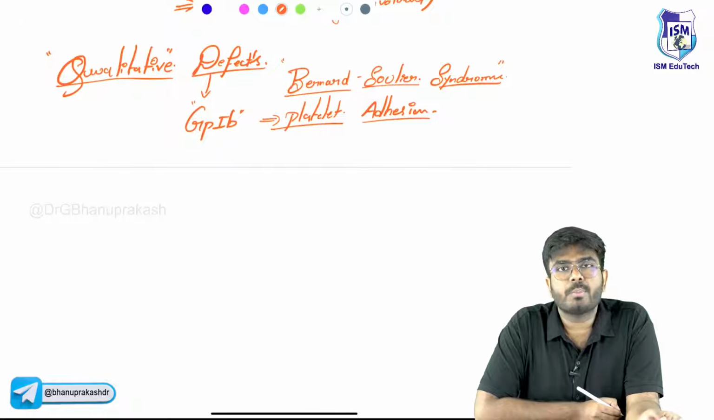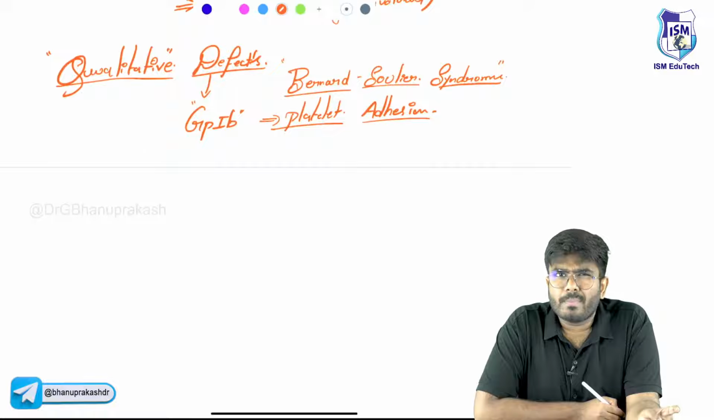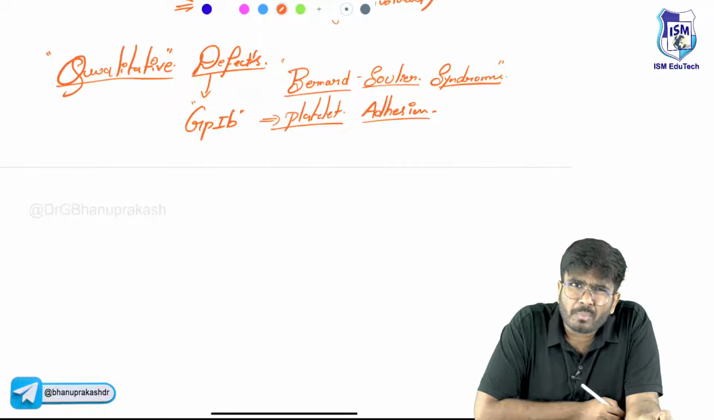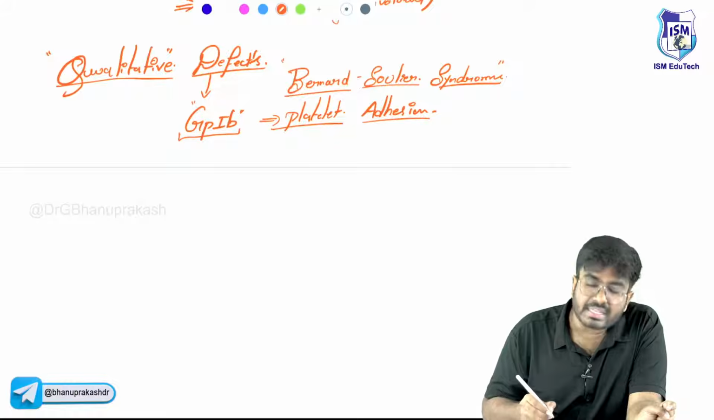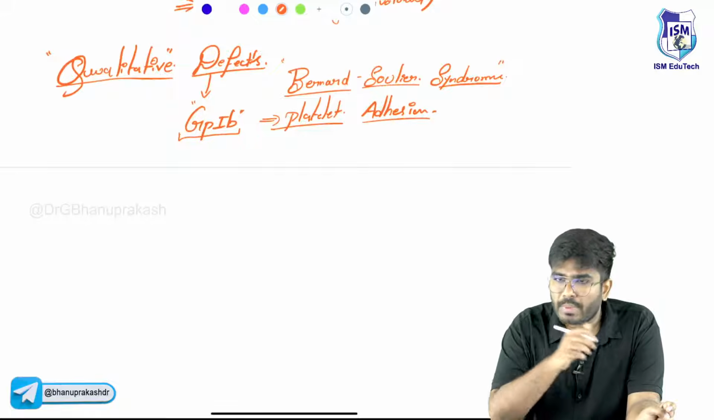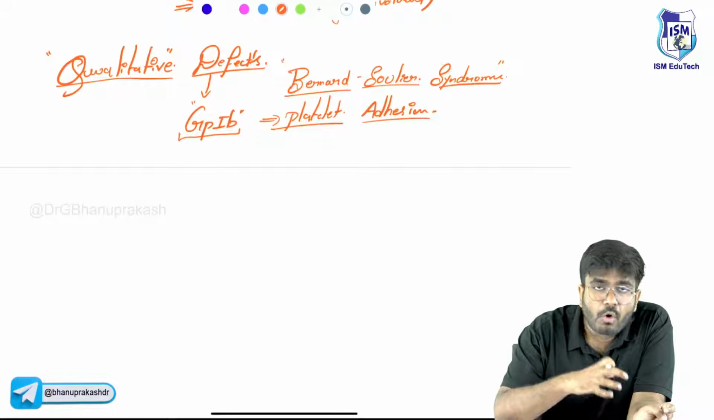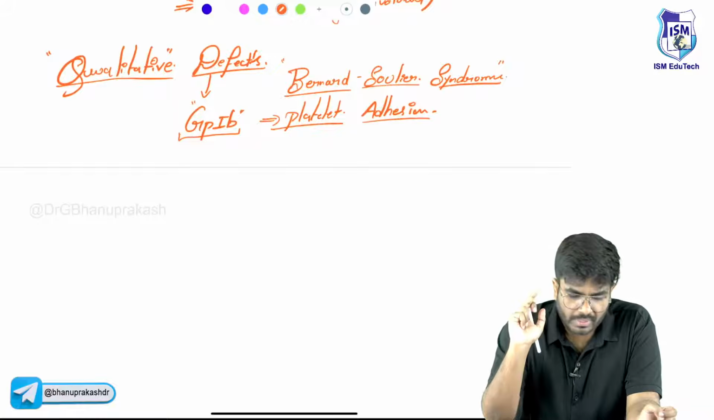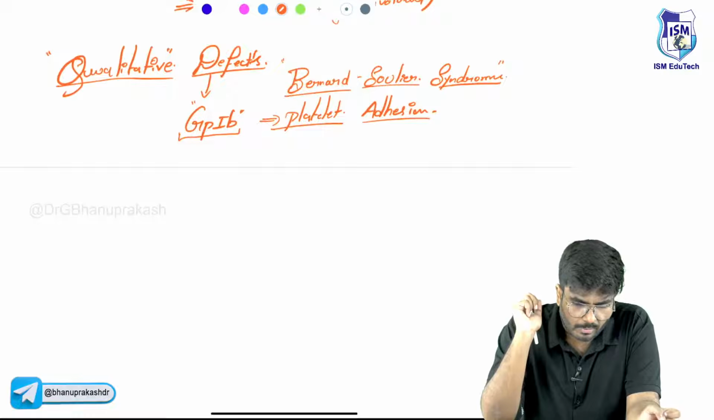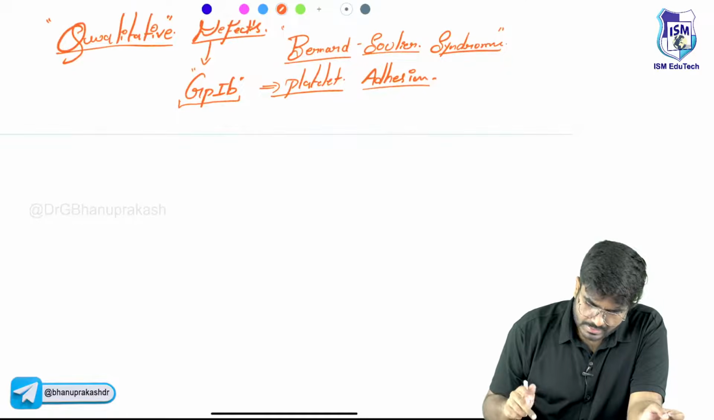In exam they will ask you, in Bernard-Soulier syndrome, where is the problem? Platelet adhesion, platelet aggregation, clotting problem, which problem? See, in Bernard-Soulier syndrome, the GP1B is defective. So the platelets are not going to go and bind with the Von Willebrand factor. So platelet adhesion is going to be a problem.